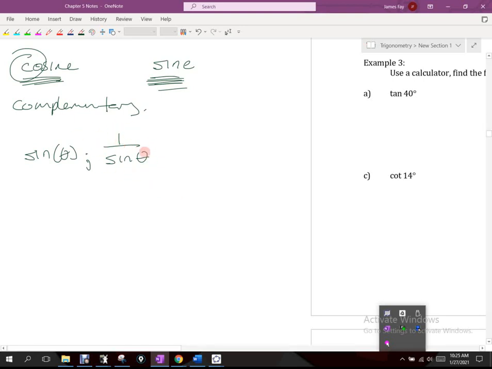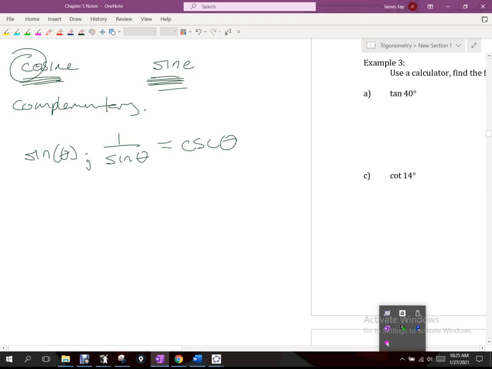This gets kind of nasty. There will be times where we like to use this, times where we don't like to use this. We redefine it as cosecant. So sine and cosecant do relate to one another, but it's in regards to being reciprocals. Does that make sense? Okay. Sine and cosecant are reciprocals.